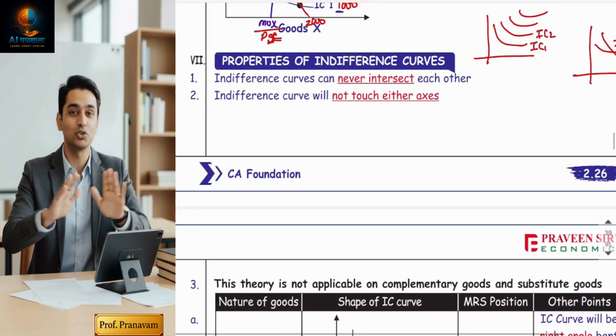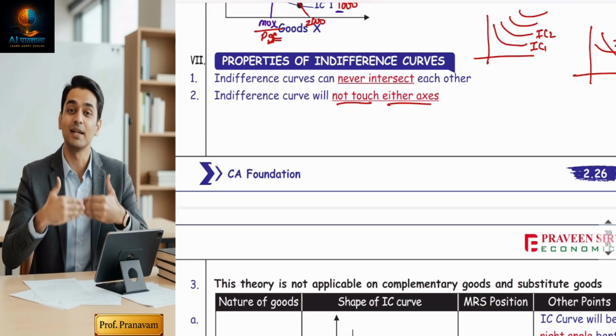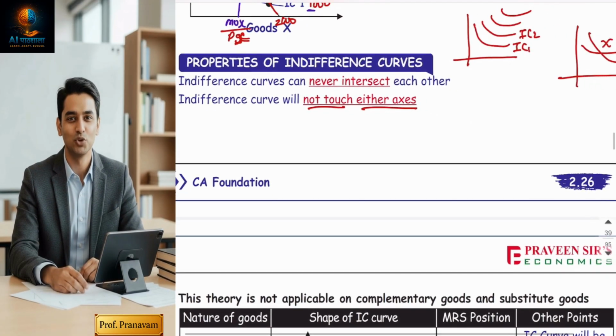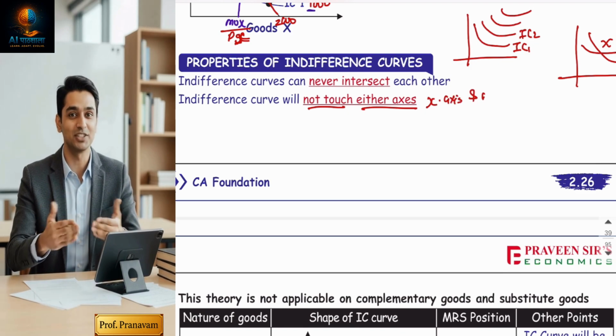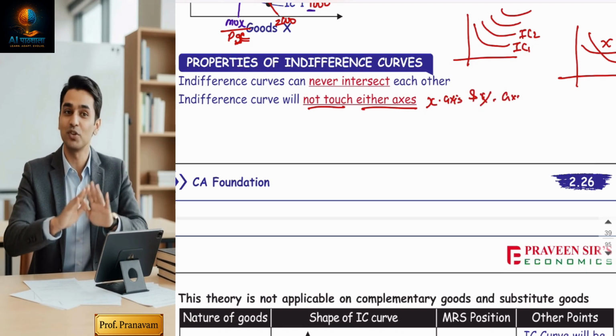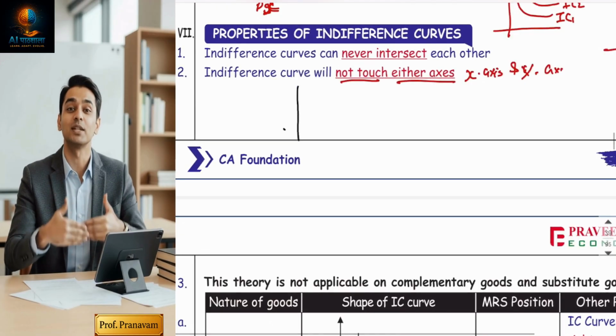Second, an indifference curve will not touch either of the axes. Yes, either of the axes means an indifference curve will not touch the x-axis or the y-axis. Now that means you cannot draw an indifference curve in this way.